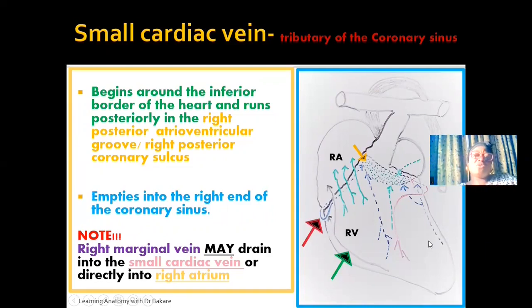So it's good for us to note this. So the right marginal vein will not be discussed as part of the tributaries of the coronary sinus because it does not drain its venous blood into the coronary sinus. It could either drain it into the small cardiac vein or collect it directly and drain it into the right atrium. So that is what the right marginal vein presents.